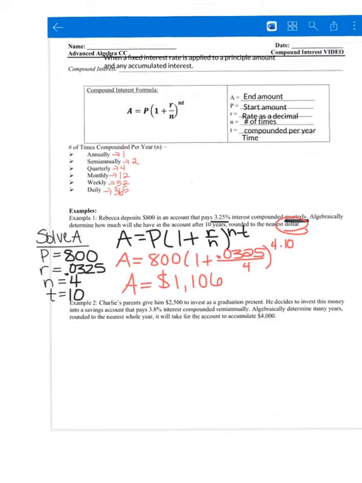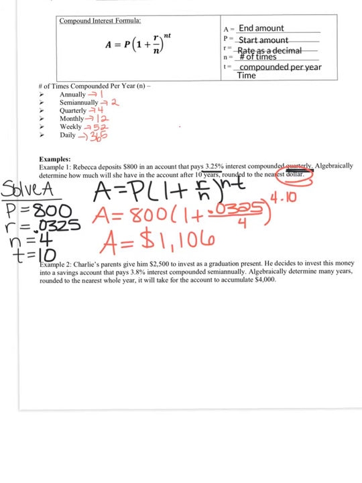Number 2, Charlie's parents give him $2,500 to invest as a graduation present. He decides to invest this money into a savings account that pays 3.8% interest compounded semi-annually. Algebra can determine how many years, round to the nearest whole year, it will take for the account to accumulate $4,000. So again, we write down the formula. A equals P times 1 plus R divided by N raised to the NT power. Here, algebra can determine how many years. So we are solving for T here.